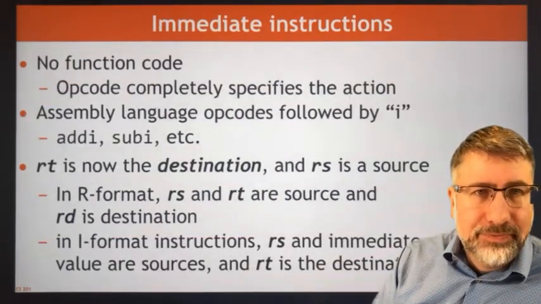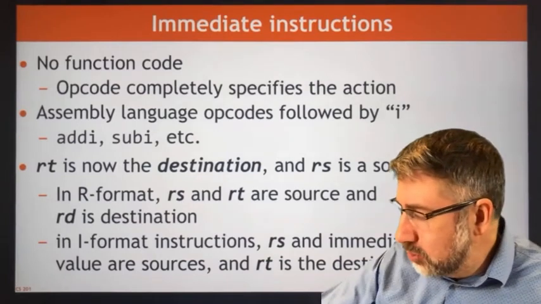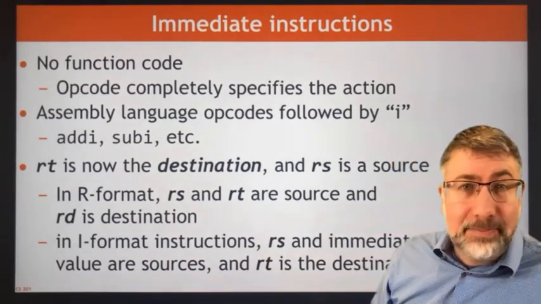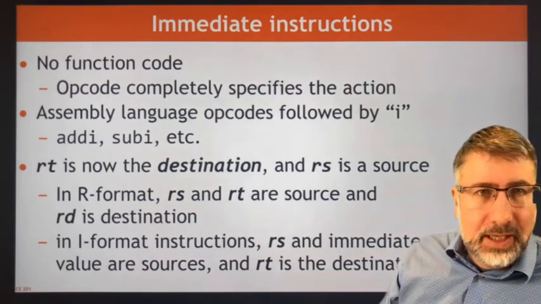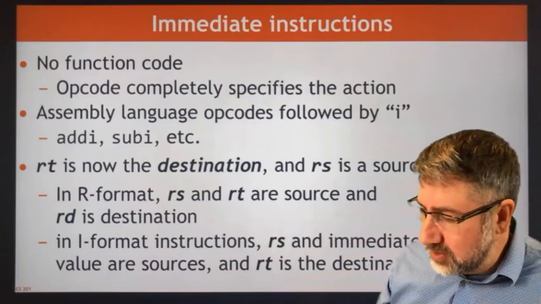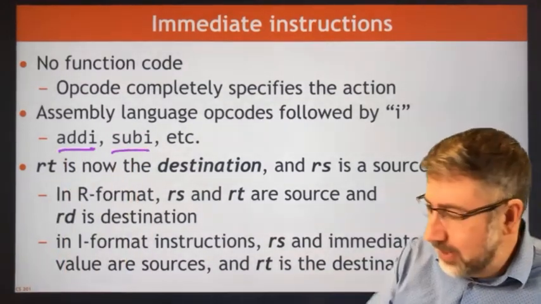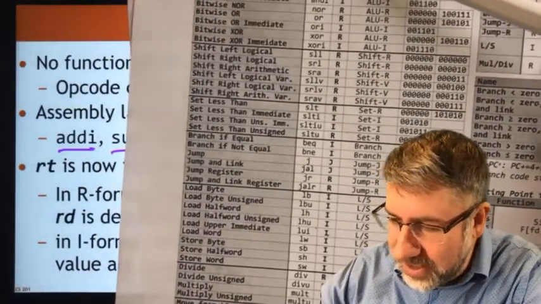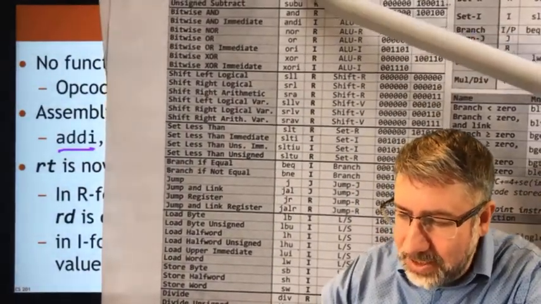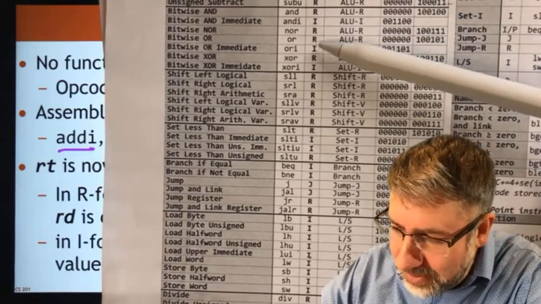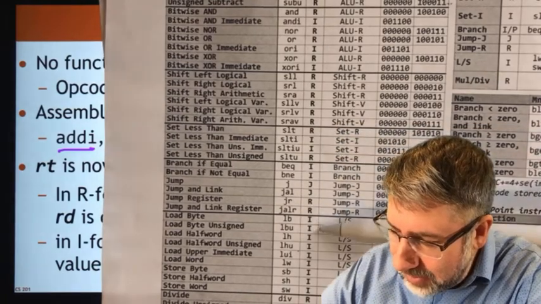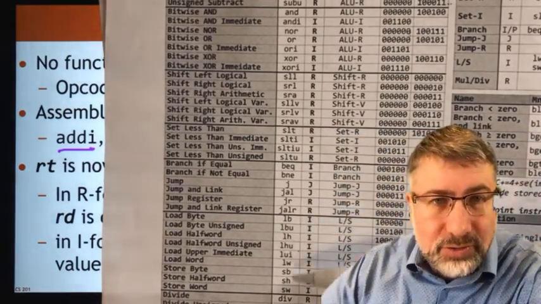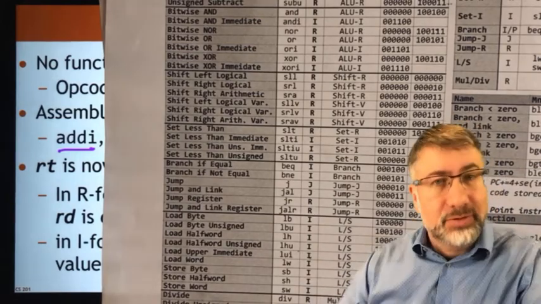It's pretty useful. So there's no function code here because the space normally taken up by the function code is instead taken up by the immediate value. So the opcode has to specify entirely the function. The assembly language is often specified by addi, subi, right? The I format instructions, and again, you can look it up in your sheet. Each I format instruction has an I here, and you can see add immediate unsigned, and immediate, or immediate, XOR immediate, set less than immediate, and then you will see later on the load and store instructions are also immediate format, but we'll talk about those later on.